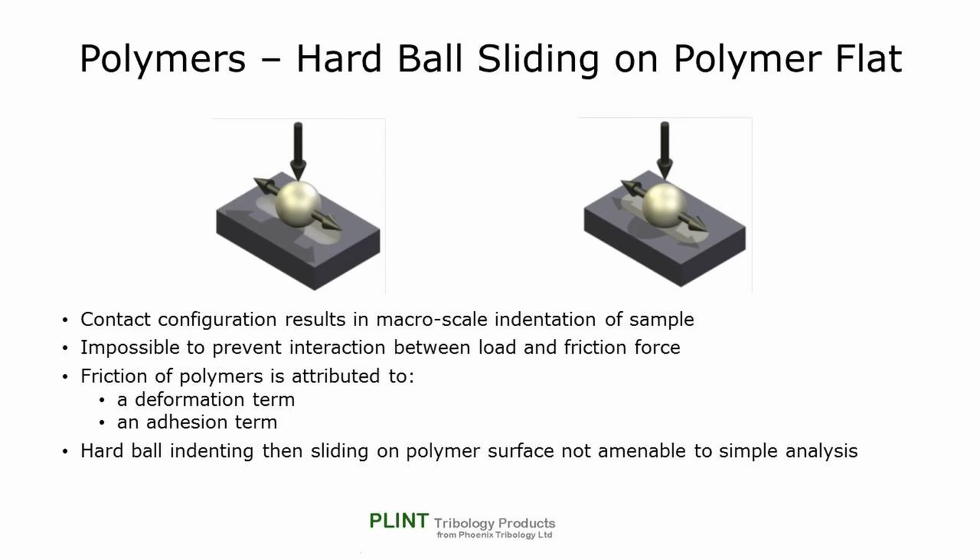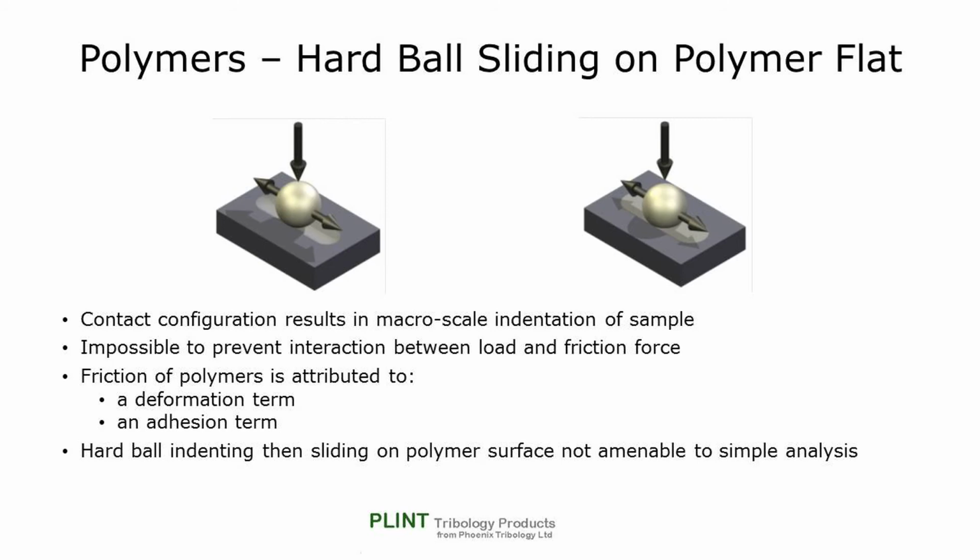So what about polymers? A practical issue with experiments involving a hard ball sliding against a polymer flat is that if the contact configuration results in macroscale indentation of the sample, it is impossible to prevent interaction between the load and friction force, hence achieve fully deterministic load application and friction force measurement. This is because the frictional contact is not flat, so the resulting friction vector is somewhat indeterminate with respect to the load application and measurement axes.